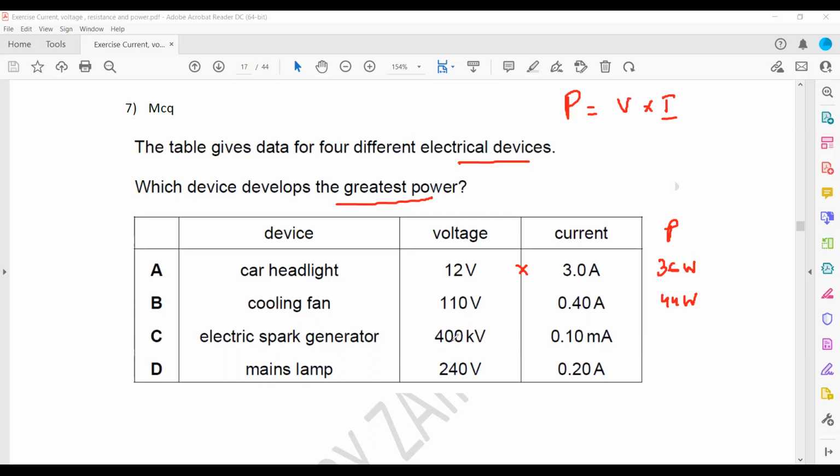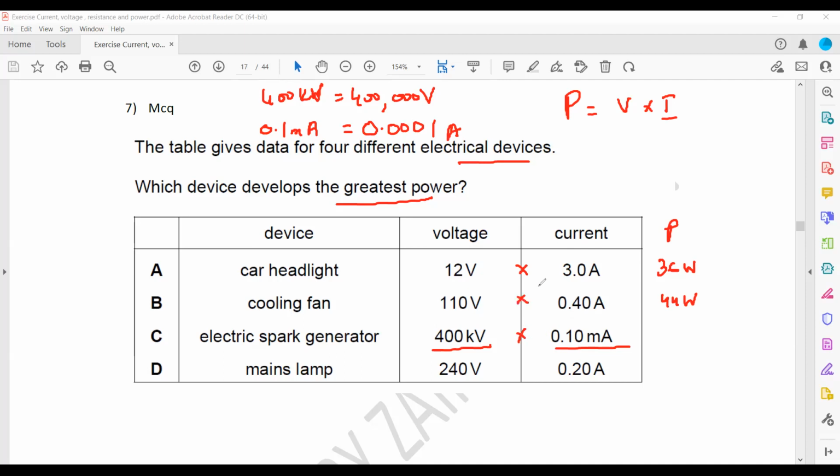But what about this one? This is written 400 kilo V. Kilovolts means it is 400,000 volts. And 0.1 milliampere, because whenever you're finding a power or energy, the voltage should be in volts and the current should be in ampere. But it is written kilo and here is this milli. So we have to convert, like 0.1 milliampere means how much? It will be 0.1 divided by 1000. To convert milliampere into ampere, it is divided by 1000. So this is 0.0001 ampere.